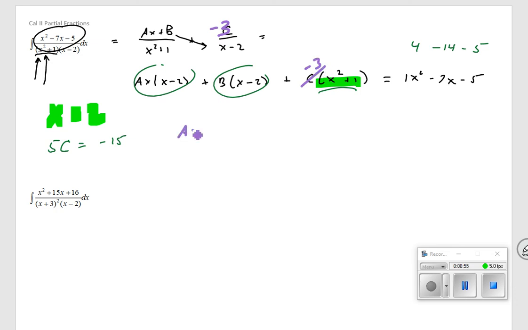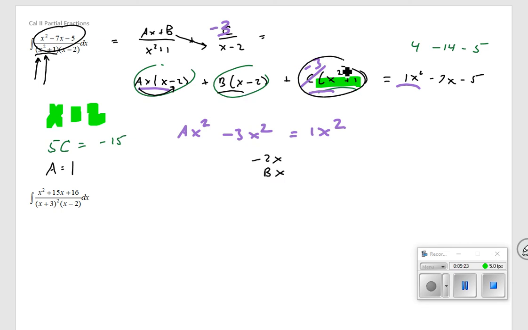And I have ax squared. Let's look at the x squareds. I have ax squareds minus 3x squareds, and that equals 1x squared. So that tells me that a is 1. And if a is 1, that's negative 2x. And that's bx, and there are no x's there. And that equals negative 5x. That tells me that b has to be negative 3.